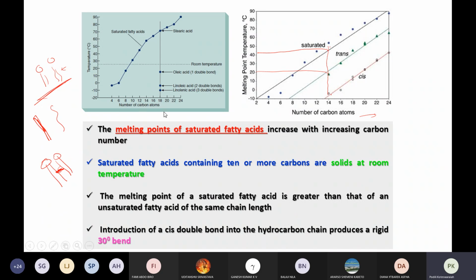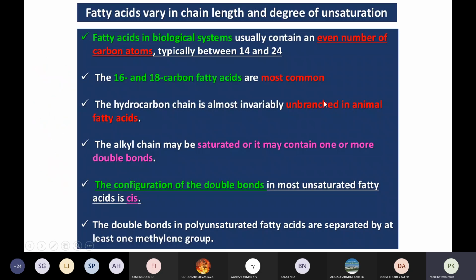the fatty acids. From this we can understand that saturated fatty acids have the higher melting point, whereas unsaturated fatty acids have the lower melting point. In the case of two unsaturated fatty acids having the same carbon length, if one is trans and the other has a cis double bond, the fatty acid having the cis double bond has a lower melting point, because the cis double bond creates the bend or kink in the structure.